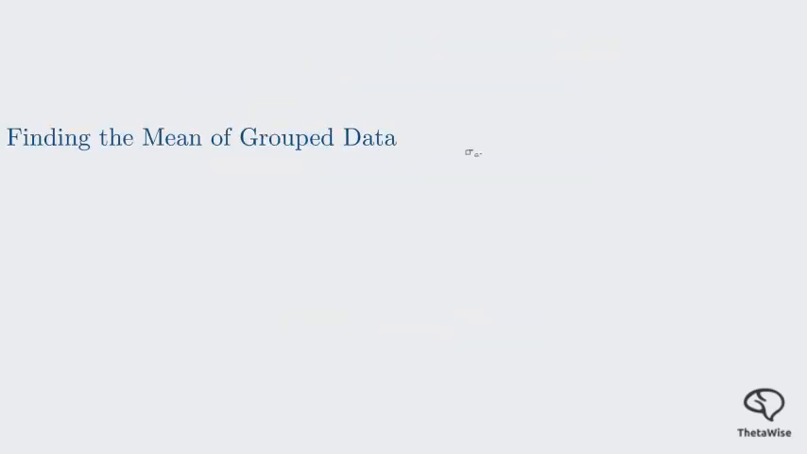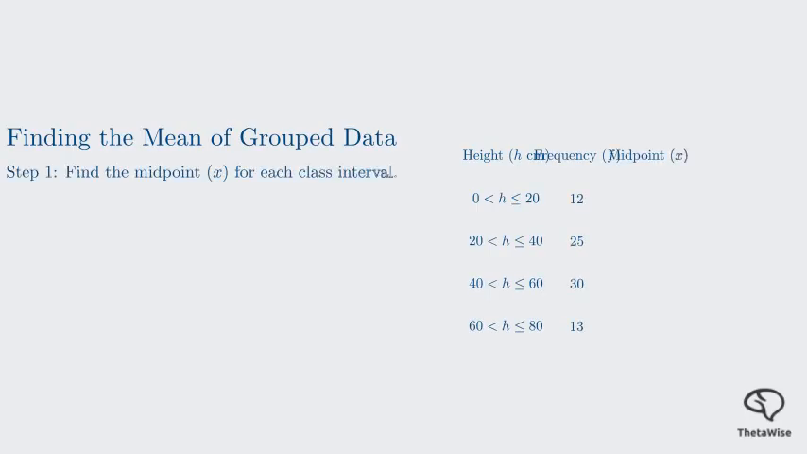Let's apply these steps to a typical IGCSE past paper question. Here we have a table showing the heights of 80 plants. Our first task is to add a new column for the midpoint, which we'll call x. For the first row, 0 plus 20 divided by 2 gives us 10. For the second, 20 plus 40 divided by 2 is 30. Following this pattern, the next midpoints are 50 and 70. Now, we add a final column to calculate frequency times midpoint, or f times x. This represents the total height for each group.